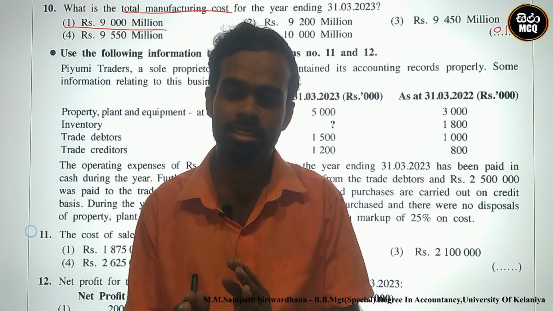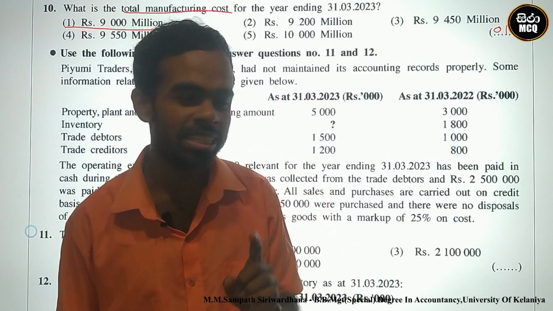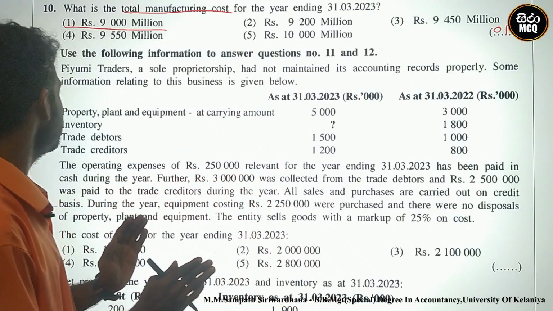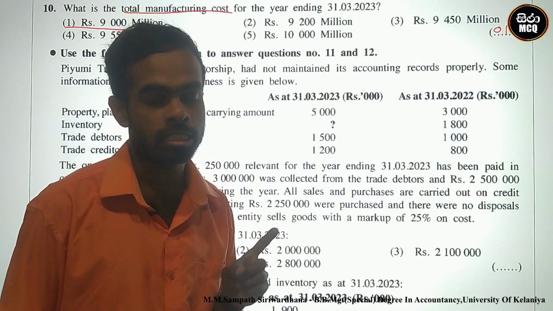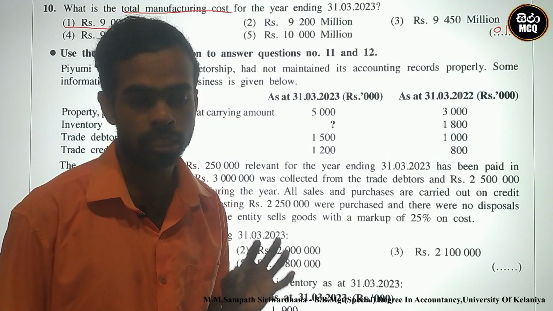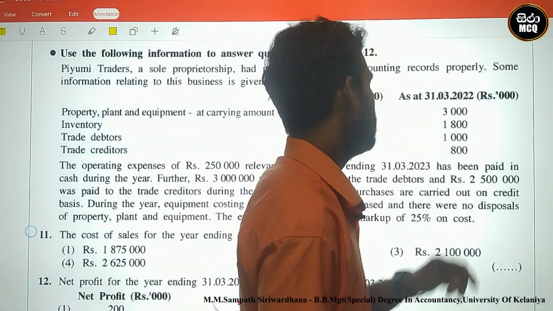Today we discuss Advanced Level accounting paper 2023, question number 11. Questions 11 and 12 are both related to one piece of information. This is incomplete accounts. What are the requirements? Look here.